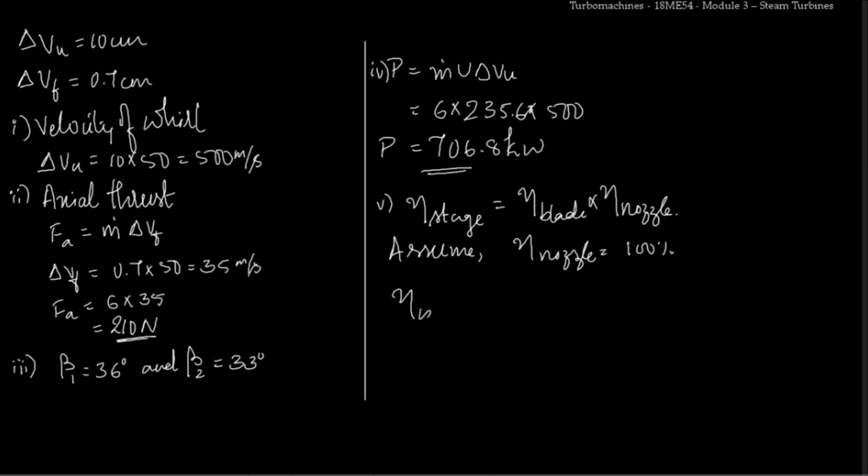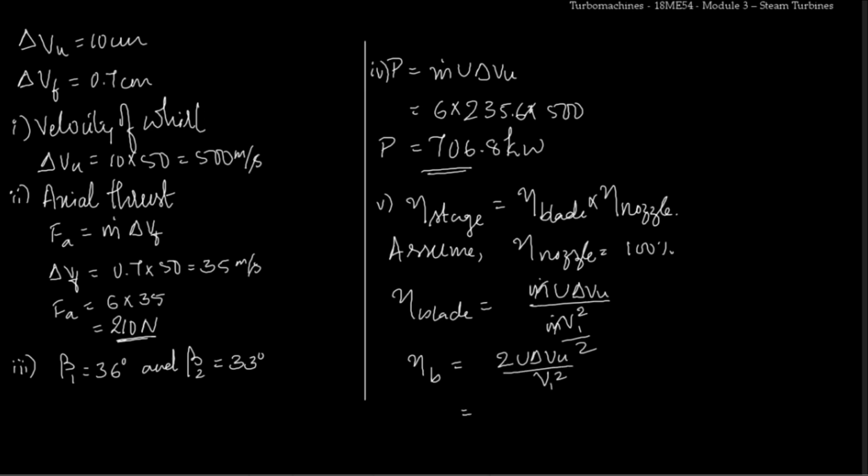Any efficiency is given by output by input. So here the output is the power developed by the turbine, that is m dot into u into delta Vu, and the input energy for an impulse turbine will always be the kinetic energy, that is m dot into kinetic energy at the inlet, that is m dot into v1 square by 2. So mass flow rate gets cancelled here. So the efficiency of the blade, I'll just write it as eta b, will be equal to 2 times u into delta Vu divided by v1 square.